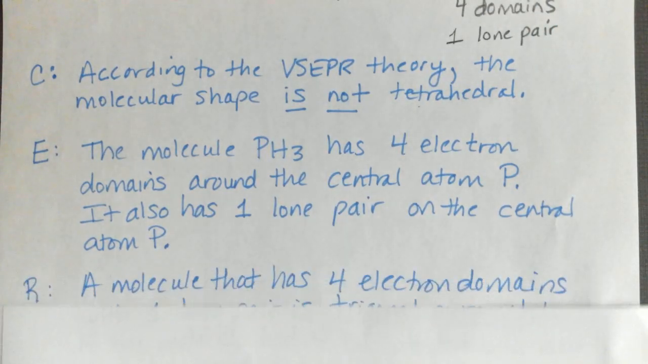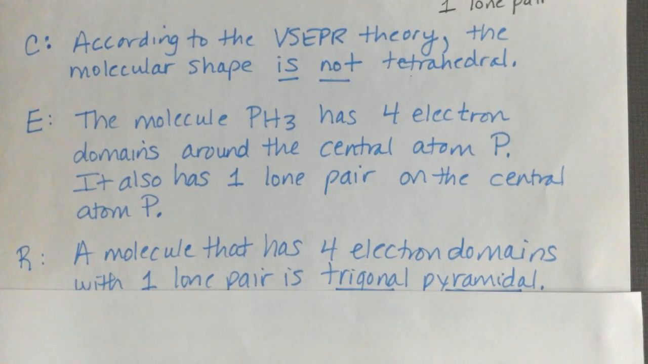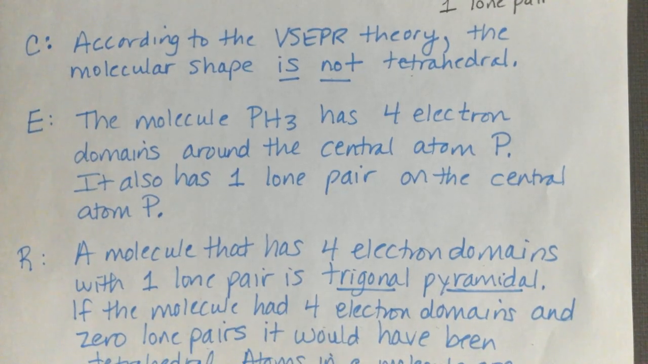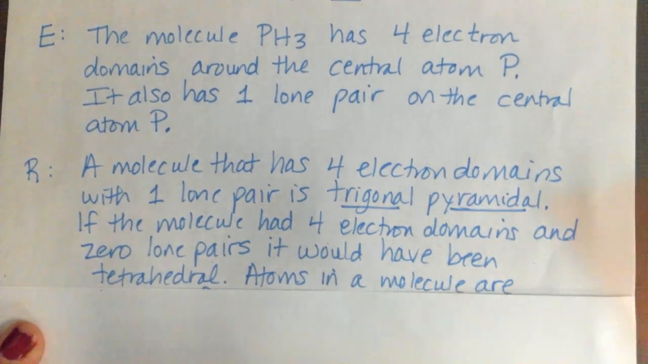Now when we go into the reasoning section, this is where you're going to be very thorough and explain why your claim states that it's not tetrahedral. So a molecule that has 4 electron domains with 1 lone pair is trigonal pyramidal. If the molecule had 4 electron domains and 0 lone pairs, it would have been tetrahedral. Okay, so right there, if you gave me those 2 things, that's very strong. That's a great reasoning section.